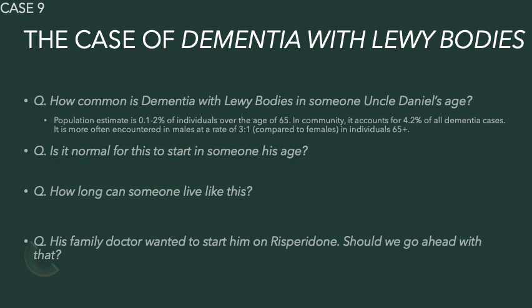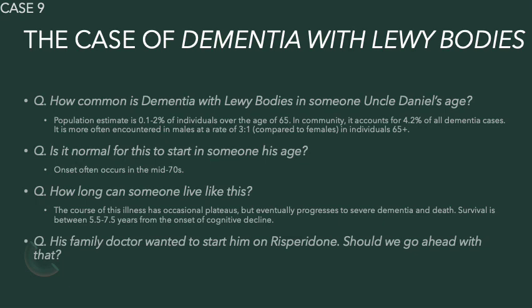Is it normal for this to start in someone his age? Onset often occurs in the mid-70s. How long can someone live like this? The course of this illness has occasional plateaus but eventually progresses to severe dementia and death. Survival is between 5.5 to 7.5 years from the onset of cognitive decline.